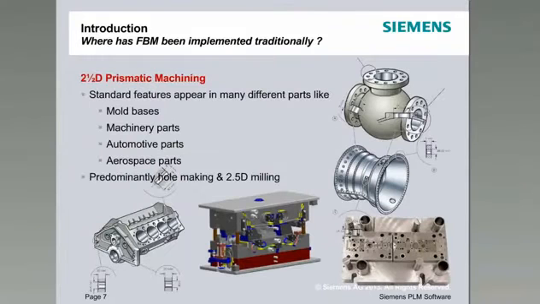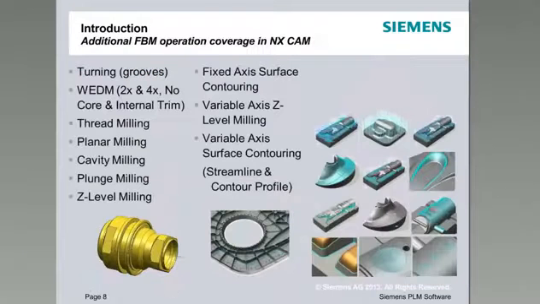Traditionally, feature-based machining has been used predominantly in hole making and 2.5D milling. The industry doesn't matter that much. It could be mold bases, could be machinery parts, could be automotive parts, could be aerospace. Just about everybody drills holes. So that has been the traditional area where CAM automation, feature-based machining has been used.